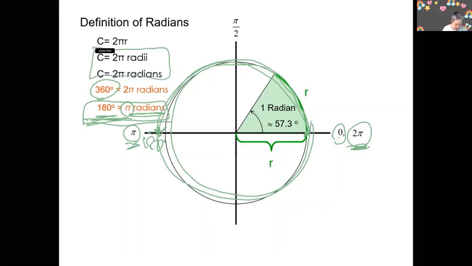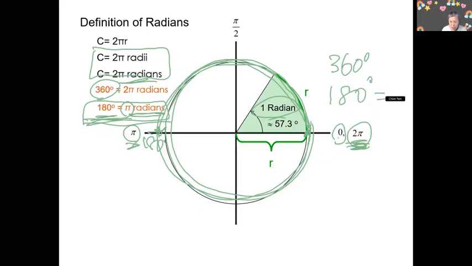From this comparison, now this is the key. Since one full circular motion is 360 degrees, that's 2 pi radians. Then 180, which is half of 360, is equivalent to pi in radians, because half of 2 pi is pi.